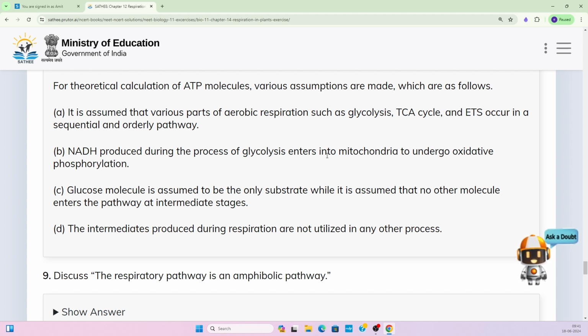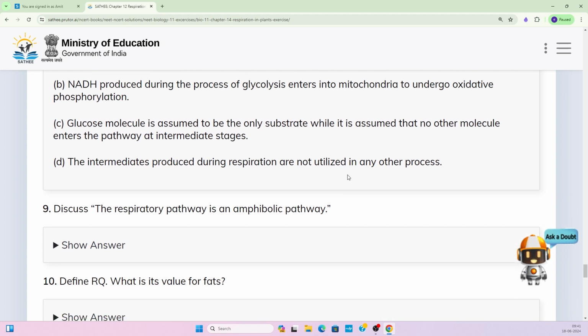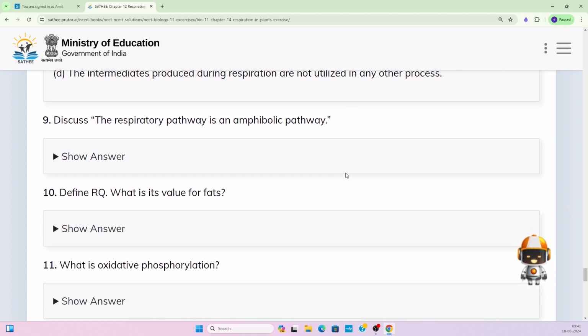Fourth, the intermediates produced during respiration are not utilized in any other processes. There are many intermediates produced during the process of respiration, and we assume they are not used in any other processes. In this way we are going to do the calculation of the energy produced during the process of respiration.